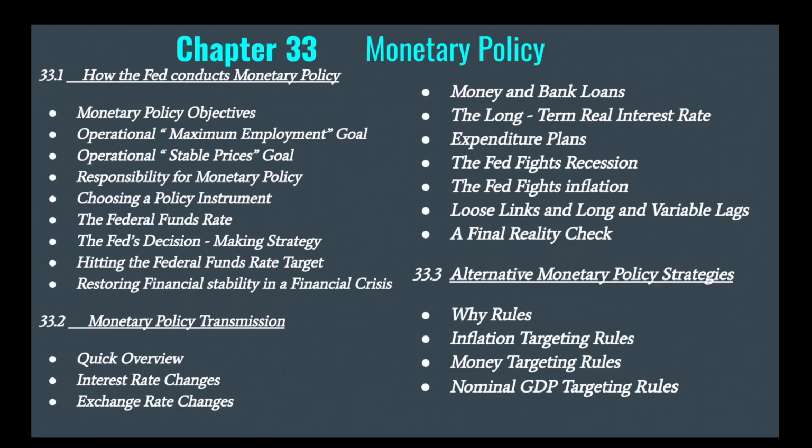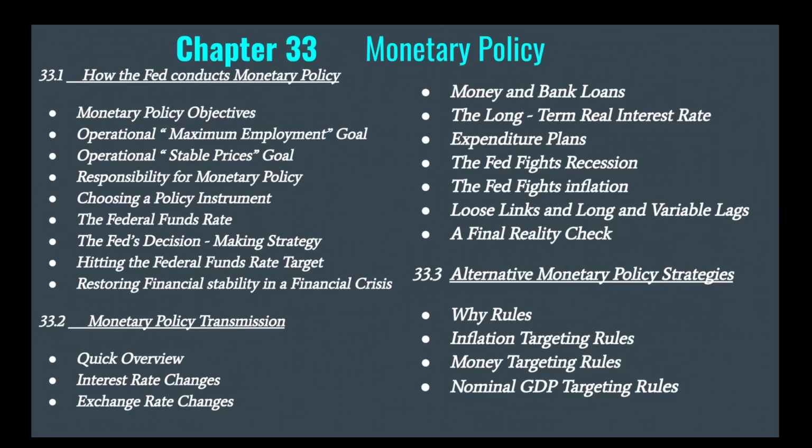33.2 Monetary policy transmission. Quick overview: interest rate changes, exchange rate changes, money and bank loans, long-term real interest rate, expenditure plans, the Fed fights recession, the Fed fights inflation, loose links in long and variable lags, a final reality check.